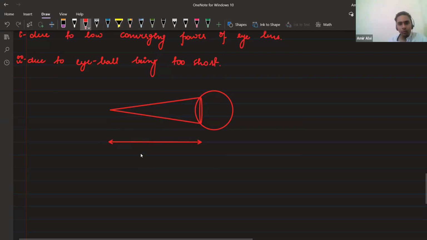Yes, Bachu, please tell me what is the name of this distance called? Near point. Yeah, near point is also a name, but one more name I've told you. Anyone?